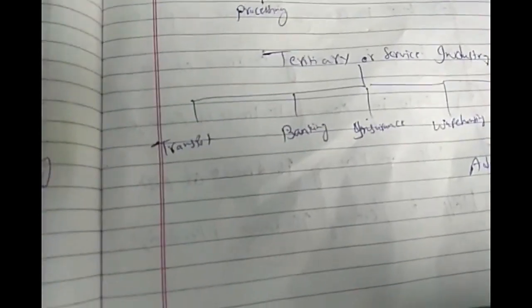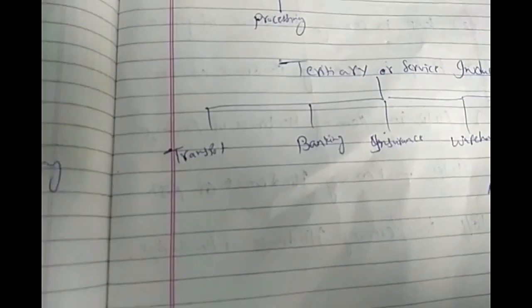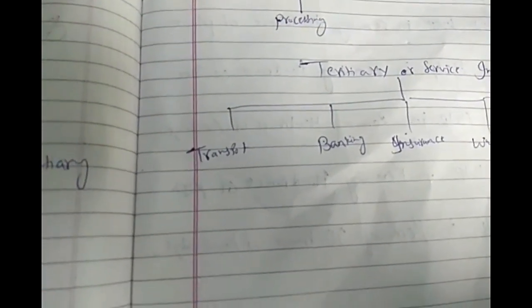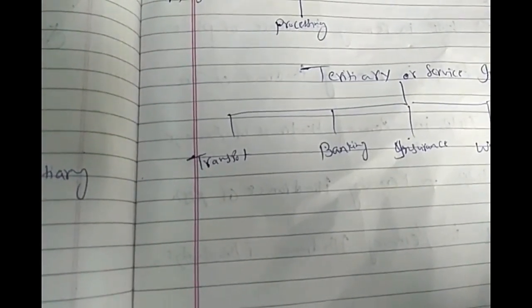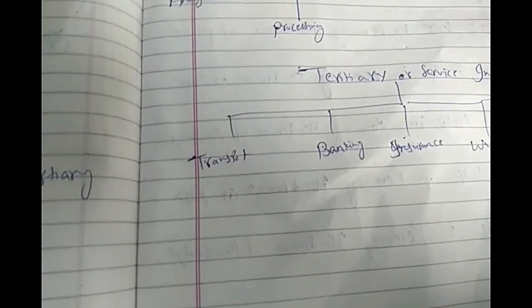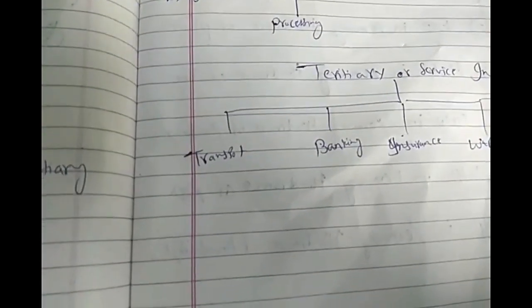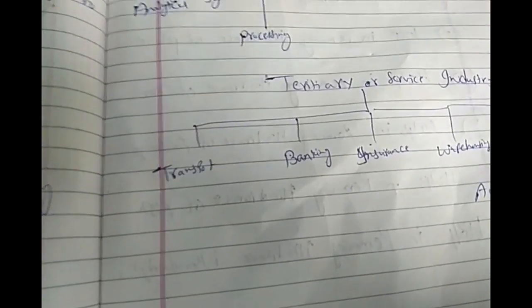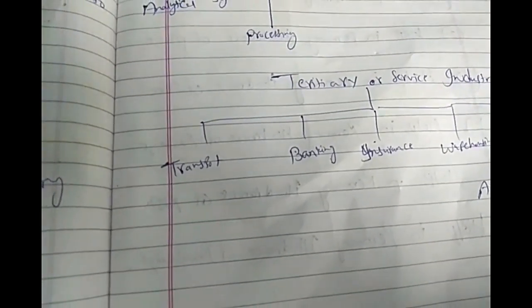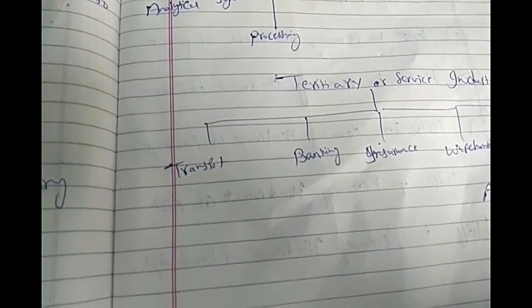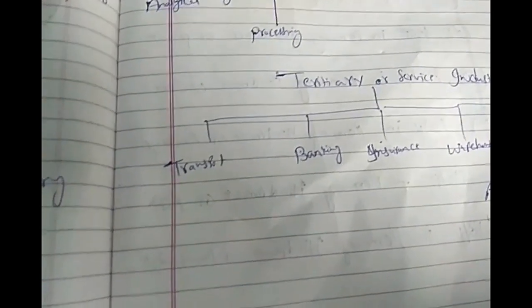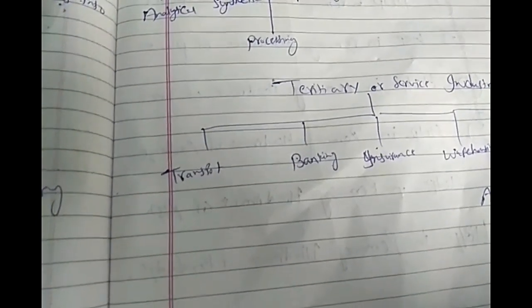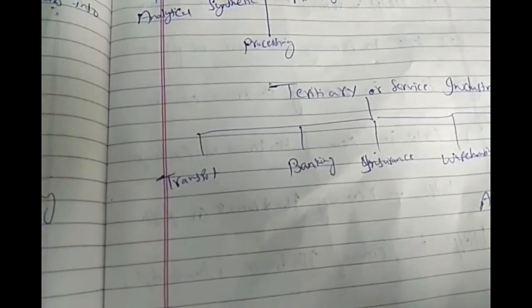That is transport. First, transport. This service is provided by the sector for the smooth movement of goods and services from one place to another place, from production place to consumption place. Next, banking. It provides credit facility to the manufacturer, to the trading firm, so they are able to run their activity in a smooth manner. They will not face any type of problem like lack of financial resources.